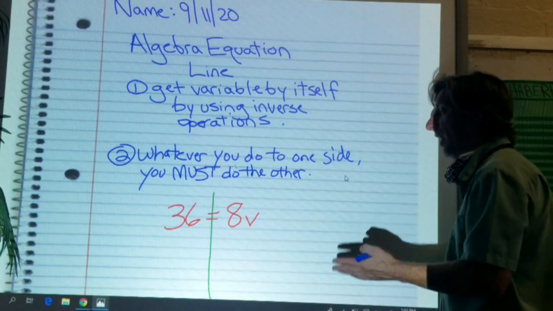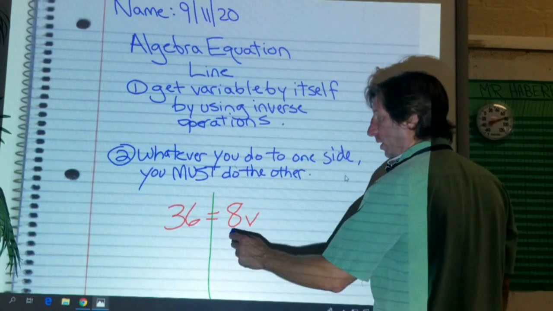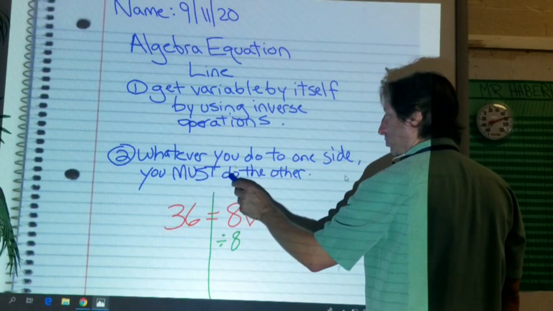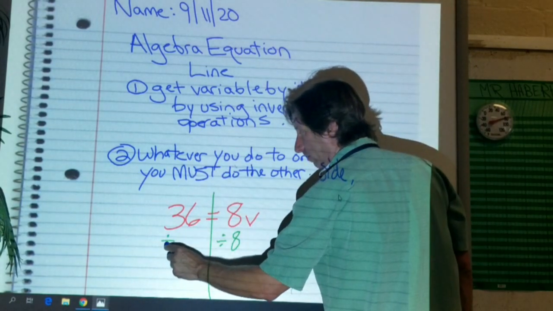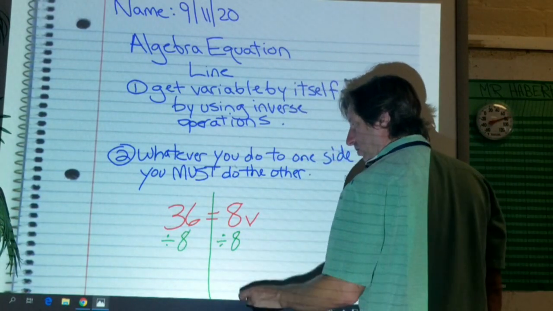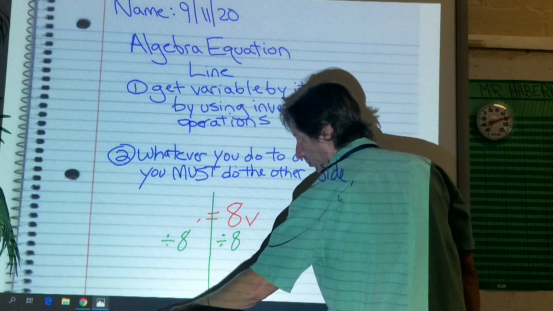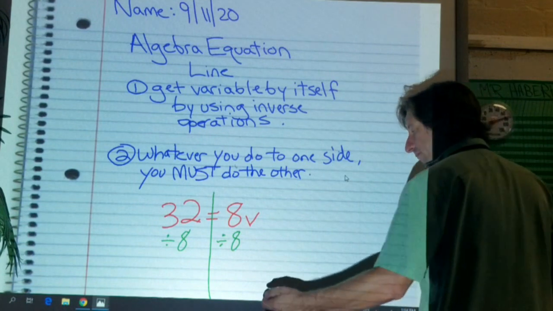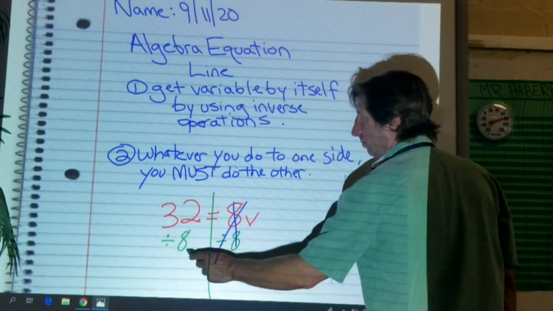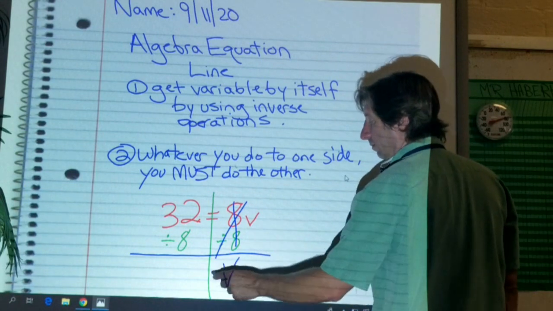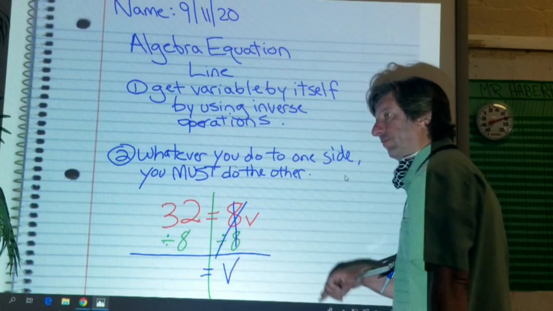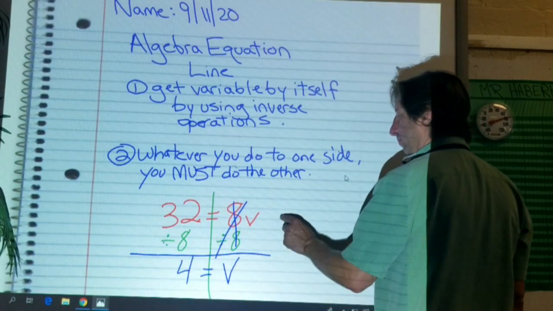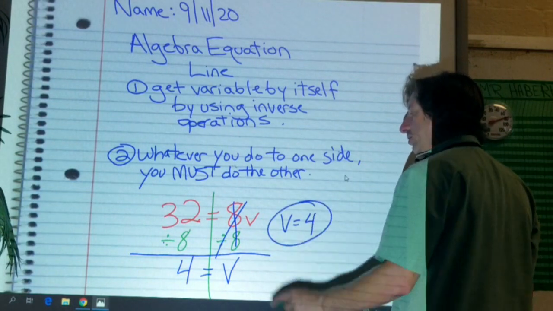So this is multiply. What's the opposite of multiply by 8? We're going to divide by 8. Whatever you do to one side, you must do to the other. Oh, I better divide by 8 over here. I messed up. I'm going to change the 36 to a 32 so we don't get a decimal. Sorry. Go back and erase it and change it. All right, so 8 divided by 8 is gone. All that's left is V. 32 divided by 8. 8, 16, 24, 32. 4. So V is 4. Circle that and you got your answer.